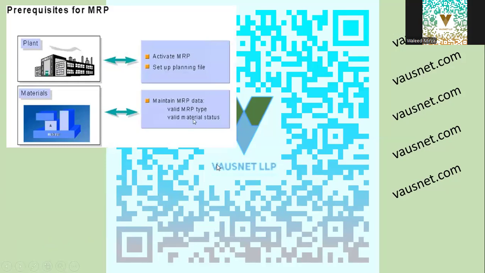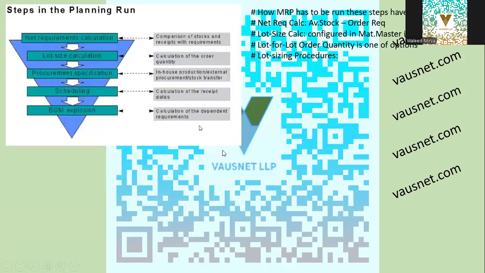Prerequisites, these are the prerequisites. Okay. And how does MRP have to be run? These steps have to be followed. Net requirements have to be calculated. Lot size, what is the lot size? Minimum lot size is 500 or 1000, whatever. Procurement specific, based on your lots, your procurement specification will be designed as well for in-house production and external procurement or stock transfer. Then it will be scheduled based on lot sizes, procurement, delivery times, vendor supplies.